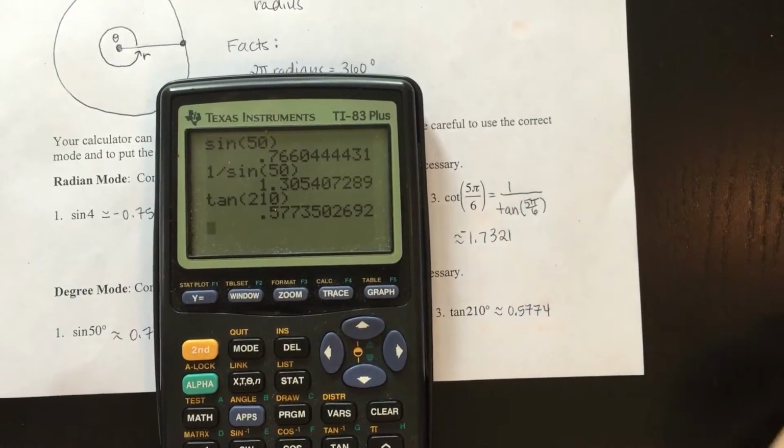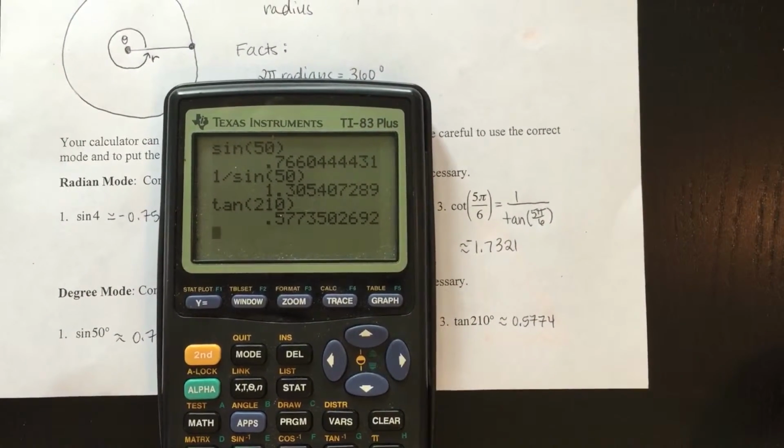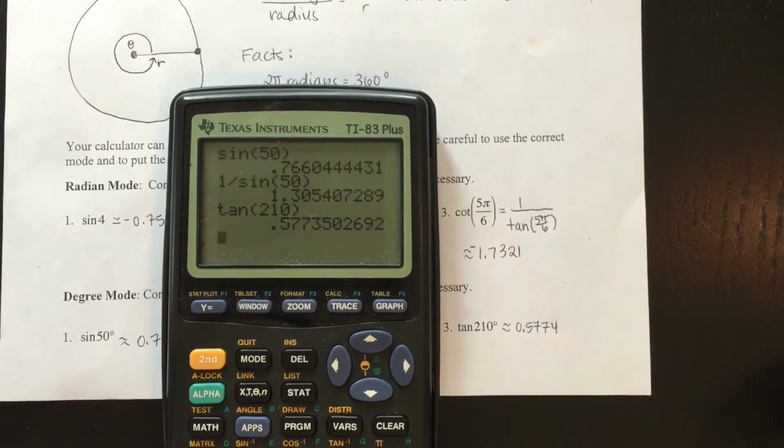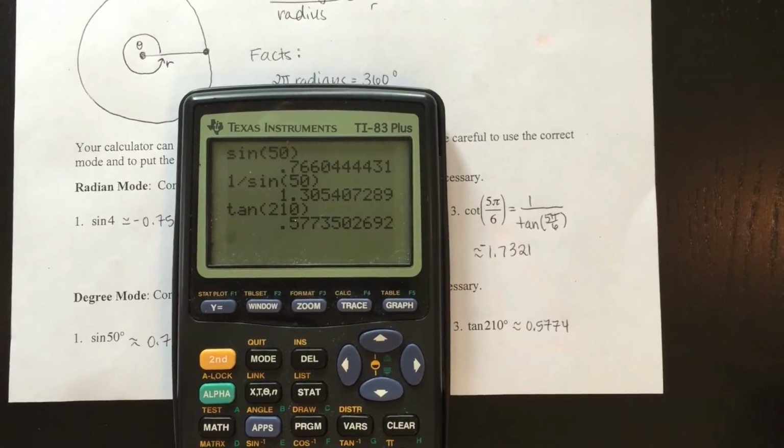So for the rest of chapter 4, it's going to be important that you notice whether or not the original problem's in degrees or radians, and that you always double check that your calculator is in the correct mode.